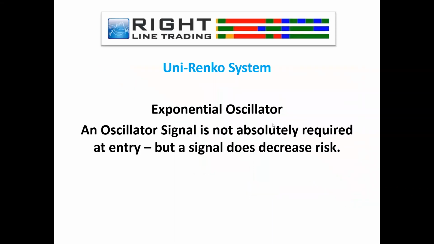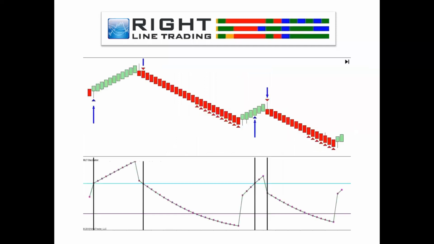Now, we use an exponential oscillator, which does use data from our trading chart. But in order to take the oscillator entry, everything else has to be in alignment. And the reason I use an exponential oscillator is that a standard oscillator doesn't move fast enough. So I took the standard stochastic formula and raised it to the second power.